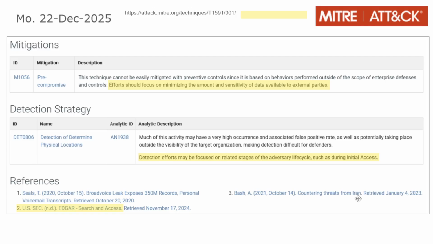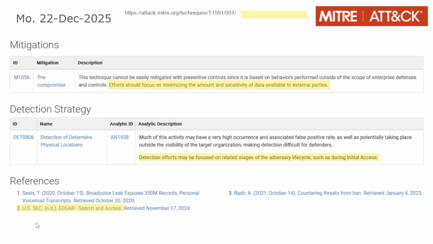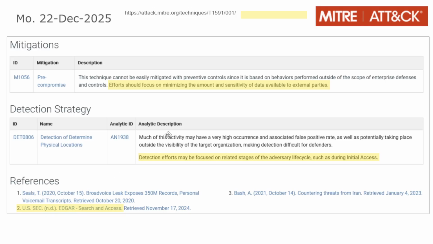So out of all the countries that might be searching your physical locations, we target the Middle East. But this one right here, I'm going to click on it and see if I can retrieve the source easily. Unfortunately not. Oh, you know what that means, search and access. That's not an actual paper. Ah, I misinterpreted the title here.